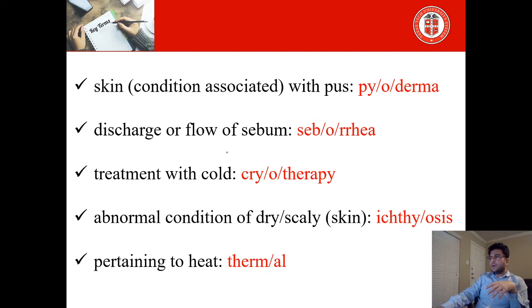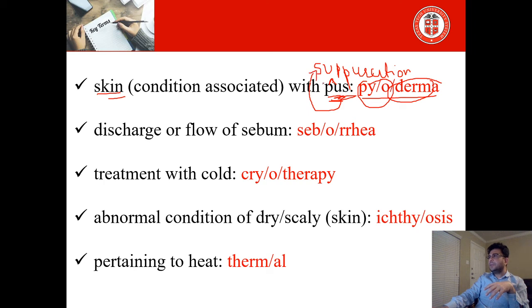Now talking about a few more terms. The skin condition associated with pus is pyoderma. Derma is skin and pyo means pus. And if you remember from one of the exam questions, pus is also known as suppuration. So at this stage, where we are almost one-third into our course, you should know that if the word pus comes up somewhere, it can either be suppuration or it has to be pyo, which is easy to remember.